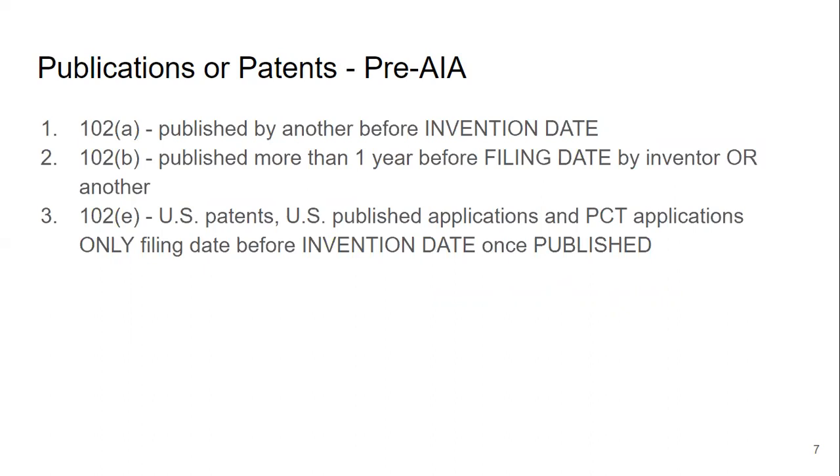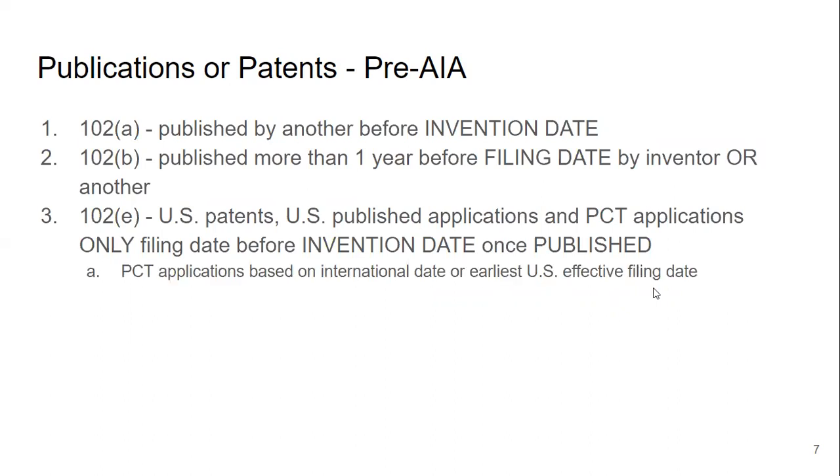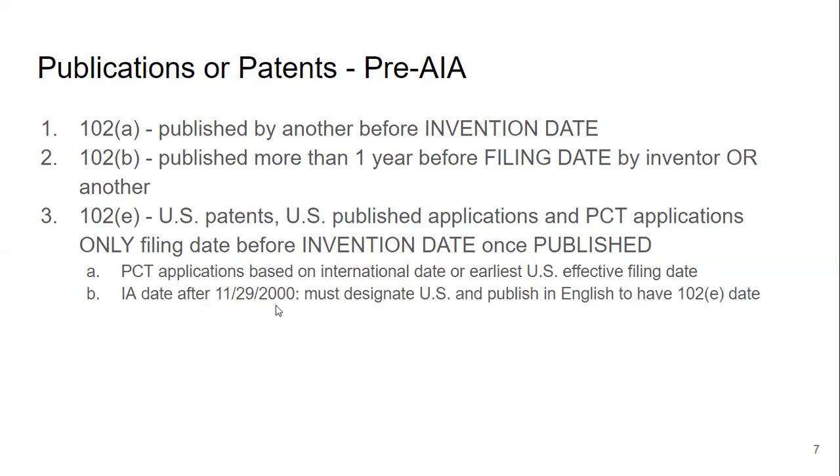And the filing date, as far as PCT applications, there's a lot of nuances to it, but for US patents and US published applications, the filing date has to be before the invention date. PCT applications are based on the international application date or their earliest US effective filing date. So an IA date after 11/29/2000 must designate the US and publish in English to have a 102(e) date. And prior to that, it did not have a 102(e) date if it didn't have any US priority.